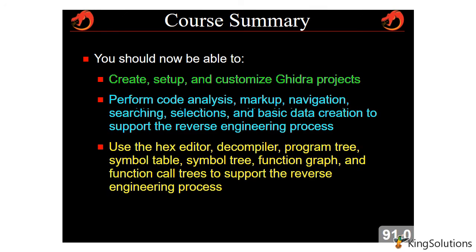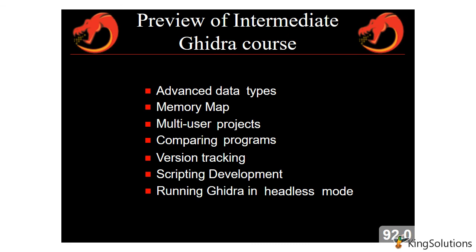Course Summary. You should now be able to create, set up, and customize Ghidra projects. Perform code analysis, markup, navigation, searching, selections, and basic data creation to support the reverse engineering process. Use the hex editor, decompiler, program tree, symbol table, symbol tree, function graph, and function call trees to support the reverse engineering process. Preview of Intermediate Ghidra course. The following are a few of the topics contained in the Intermediate Ghidra course.